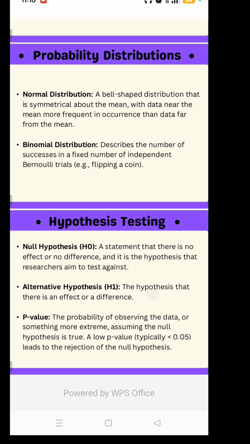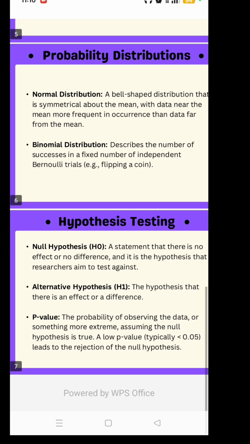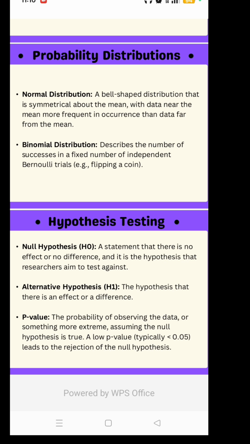Next, coming to the last part, testing of hypothesis. Here you have to assume the null hypothesis, a statement that there is no effect or no difference. It is the hypothesis that researchers aim to test against. Next, the alternative hypothesis, the hypothesis that there is an effect or a difference.